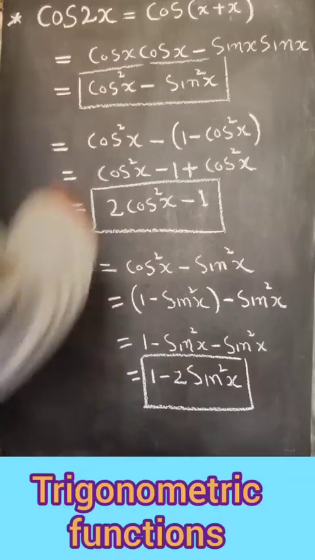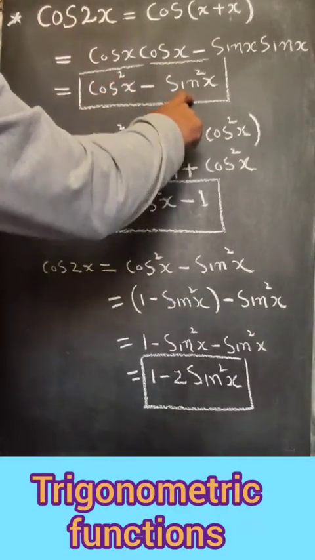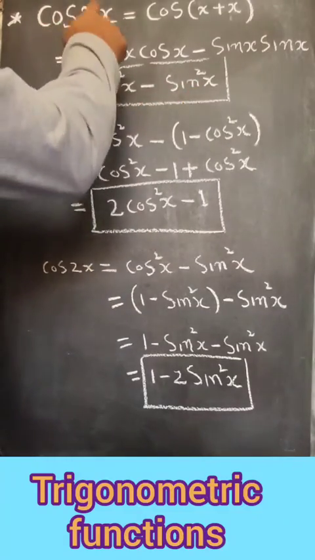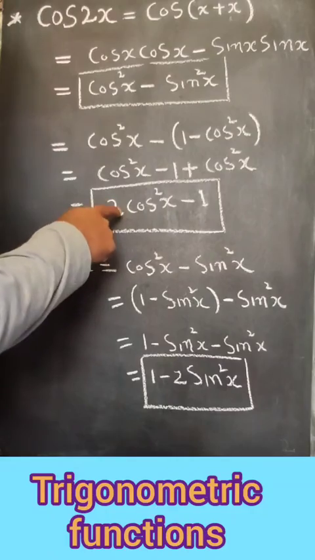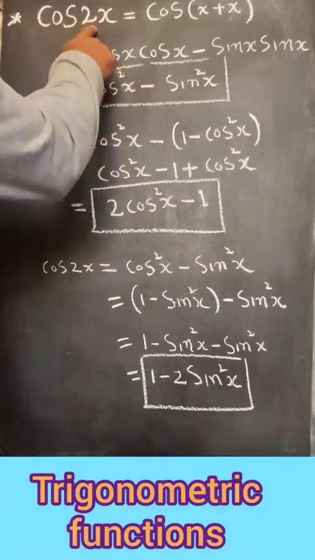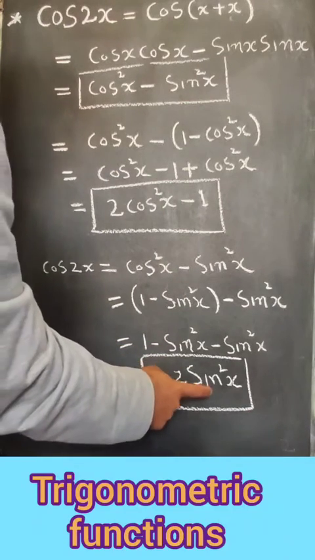Thus we can write cosine 2x in terms of cosine and sine. That is cosine square x minus sine square x. We can write cosine 2x in terms of cosine x only. That's twice cosine square x minus 1. We can write cosine 2x in terms of sine x only. That is 1 minus twice sine square x.